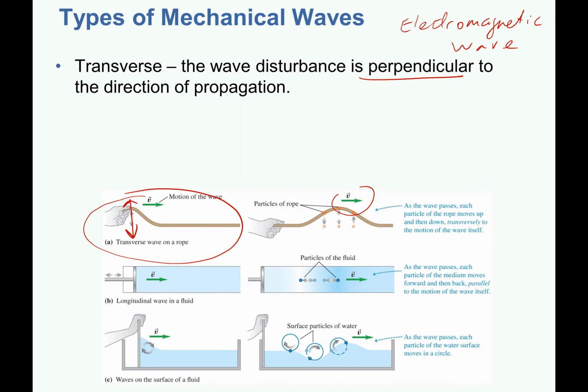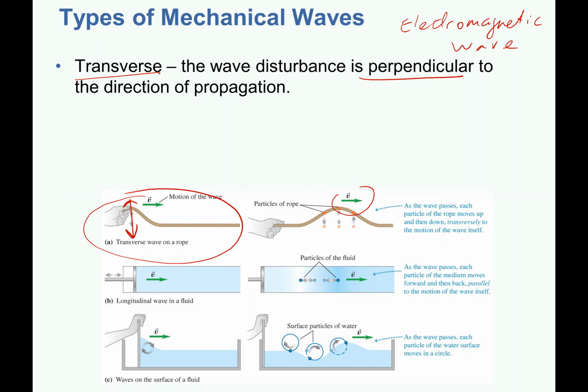That means any type of scenario where you generate a wave, but having the medium oscillate perpendicular to the direction of the motion of the wave, this is known as a transverse wave. So you can see, right, transverse waves require exactly that perpendicular oscillation relative to the direction of propagation.